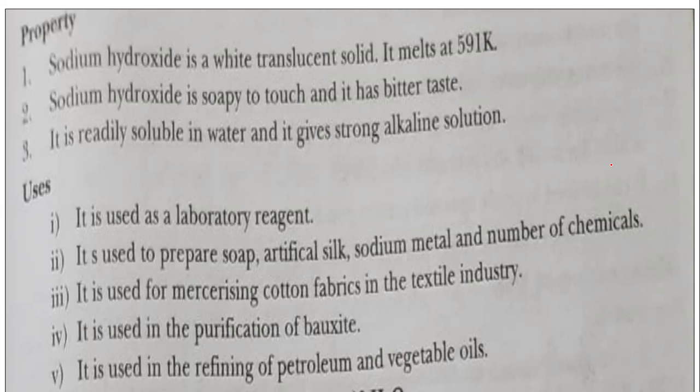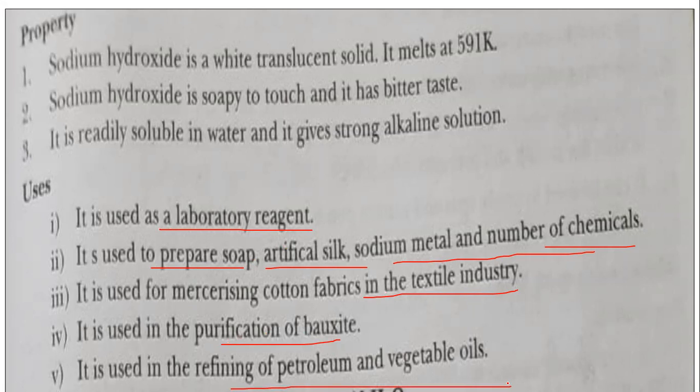It is bitter in taste, but don't try to taste it. It is ionic in nature, Na plus OH minus, so it is easily soluble in water, as ionic substances are quickly soluble in water. It is used in the laboratory as a reagent. It is used to prepare soaps, artificial silks, sodium metal, and a number of other chemicals. It is used in the textile industry. It is also used to purify bauxite. It is used to refine petroleum and vegetable oil. Now these are the limited uses; you can write a number of uses. It is used in many and many cases.